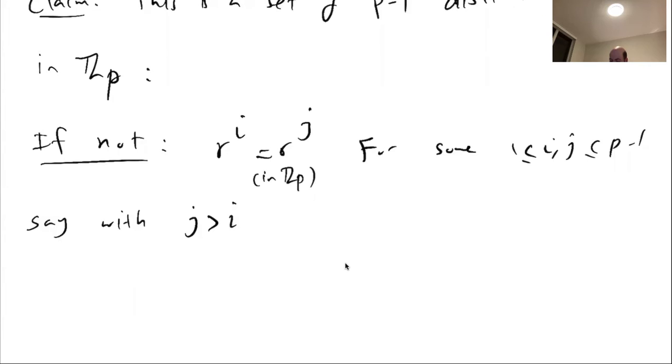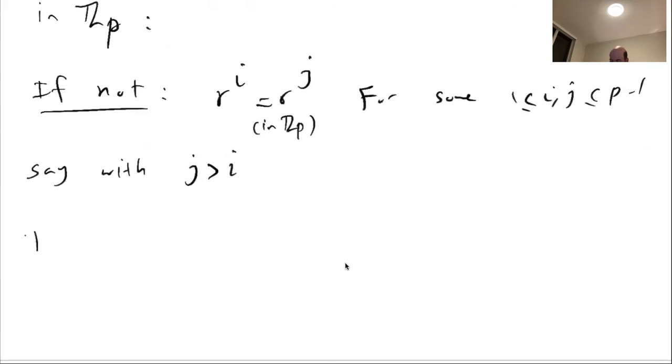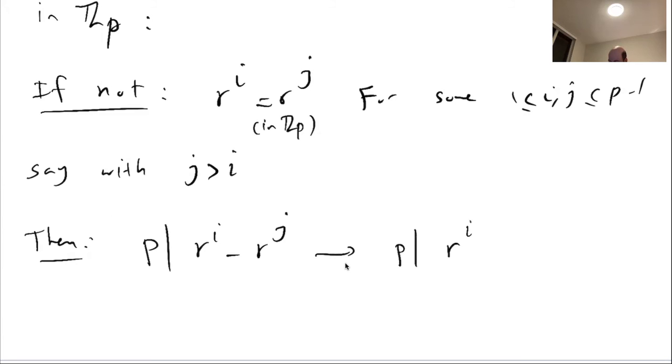So if r to power i equals r to power j, then what can I say? Then I can say p divides r to power i minus r to power j, the difference between powers of r. And what does that mean? So i is the smaller power, so that means p divides r to power i times 1 minus r to power j minus i.